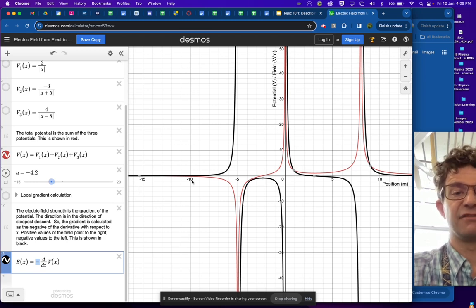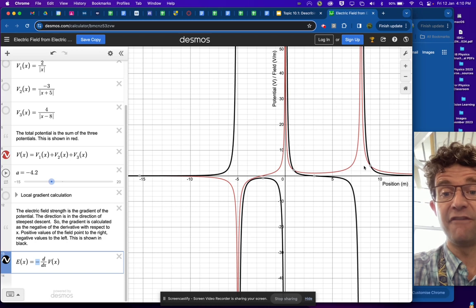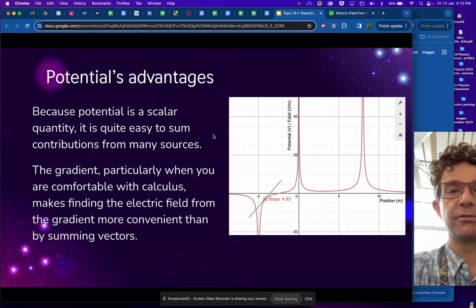So now, to find the electric field at all points in space, instead of doing a vector sum of the 3 different vector fields from these 3 different points, I've done just a scalar addition of the 3 different scalar behaviors, and then I've taken a derivative. And now I have the strength and the direction of the electric field everywhere. So that's one reason to use potential.